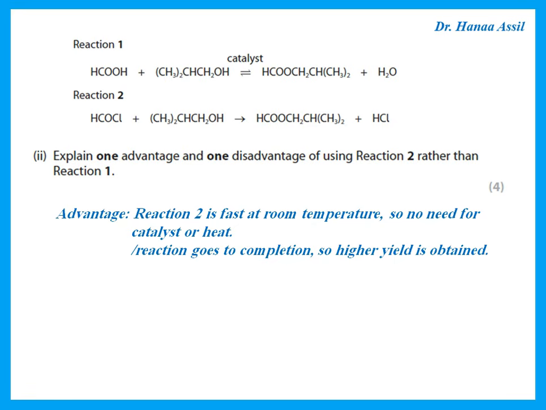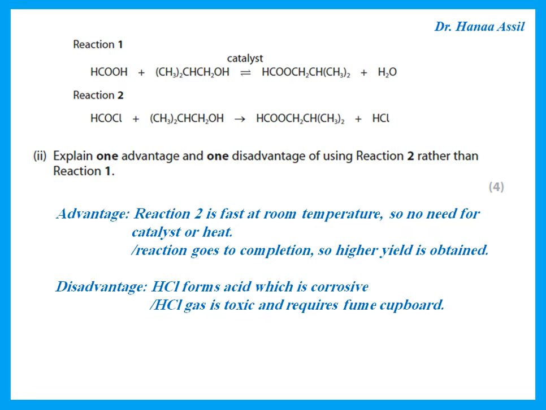Now, what is the disadvantage of reaction 2? The product in reaction 2 is HCl, hydrogen chloride. Now, hydrogen chloride, if it dissolves in water, forms acid, which is corrosive. Or you could say as a gas, it is toxic, and I will have to do the reaction in a fume cupboard.